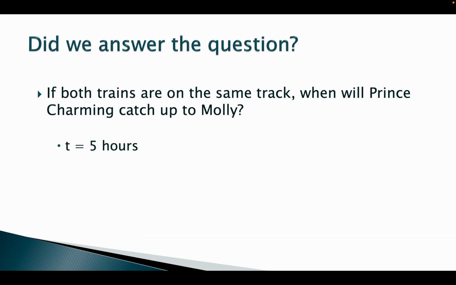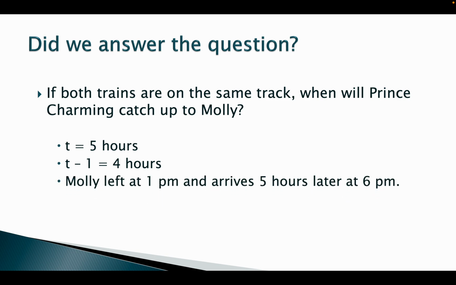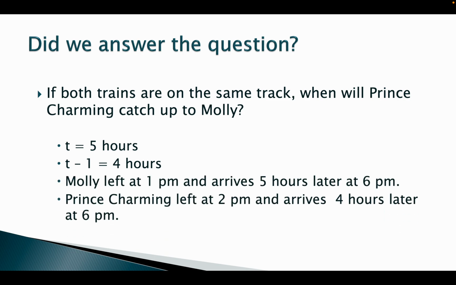Otherwise, our answer for t is 5 hours. That is Molly's time that it takes her to get to California. It would take Prince Charming 1 hour less than that if they get there at the same time. So that means they both arrive at 6 p.m.